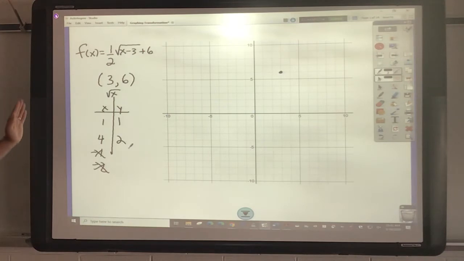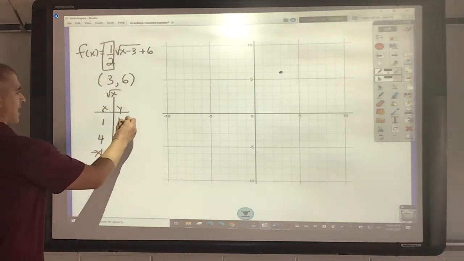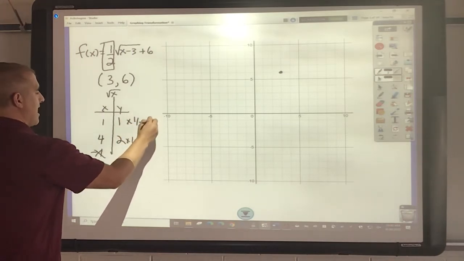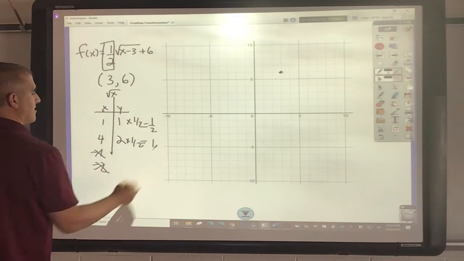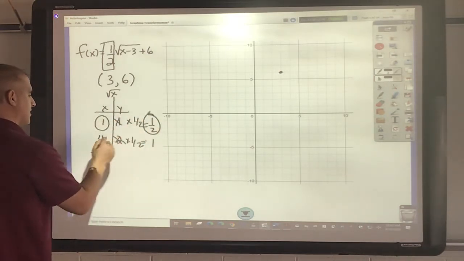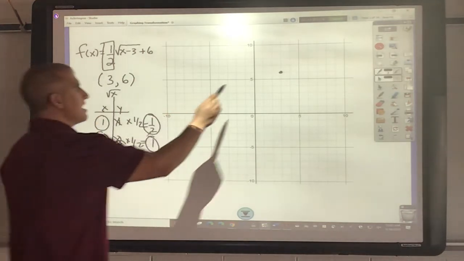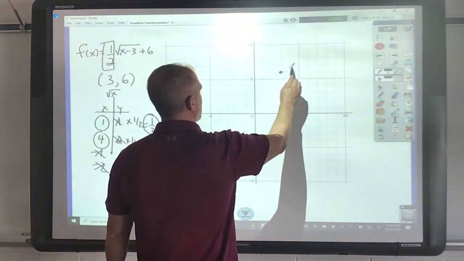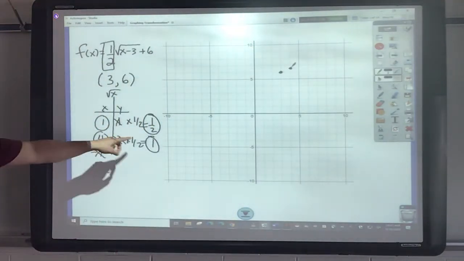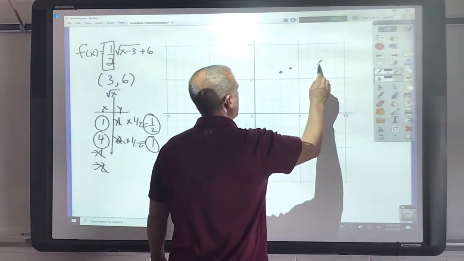Now, there is one other thing we have to account for, this 1/2 outside. We have to multiply all our y values by 1/2. So that means 1/2, and that's now 1. So these don't matter anymore. What I'm concerned with is this and this. From the anchor point, I go 1 right, 1/2 up. From the 4, 1 means from the anchor point, 1, 2, 3, 4 right, up 1.